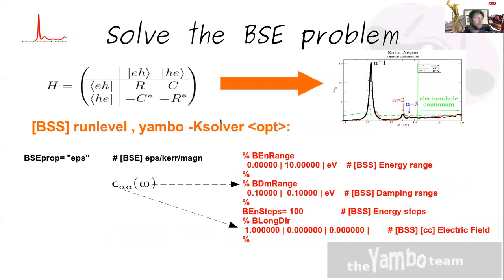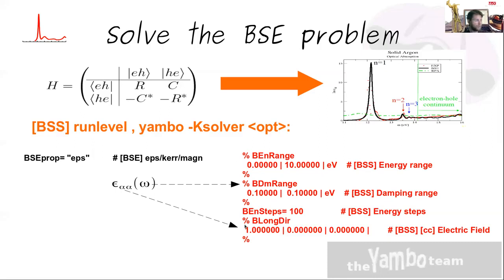Now, once you define the BSE matrix, the last step is to solve it. And you can control it with these last keywords, yambo -Ksolver. In particular, it will give this variable through which you can control the kind of information you want to extract from the solution of the BSE problem. The default is EPS, which is for epsilon, the dielectric function, but you can also ask Magn for magnons, for example, or Kerr to get the off-diagonal elements of the dielectric function and the magneto-optical Kerr effect.